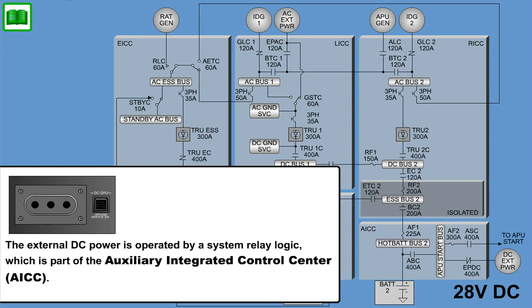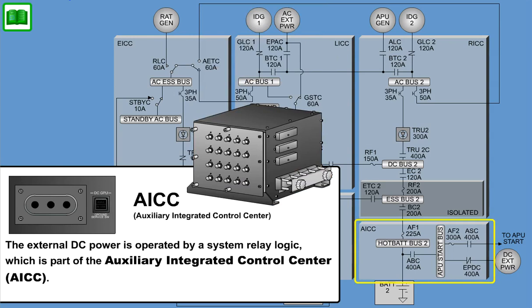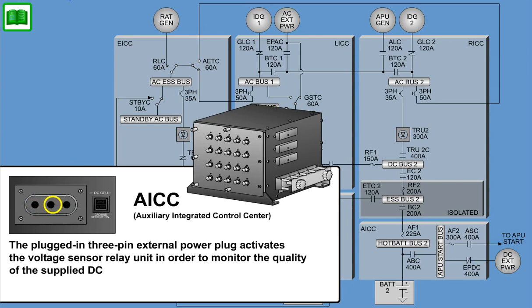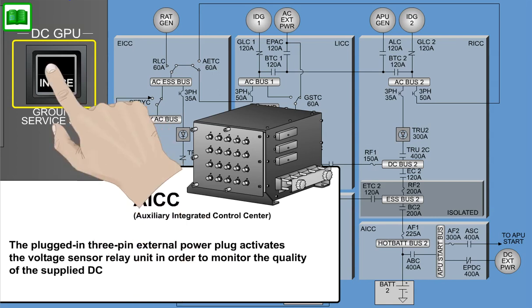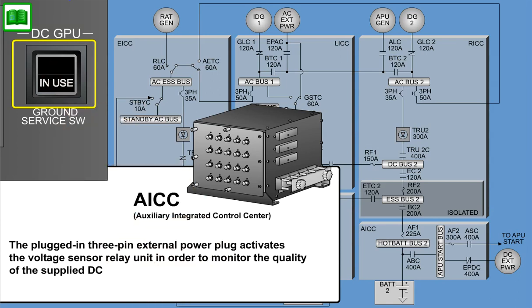The external DC power is operated by a system relay logic, which is part of the Auxiliary Integrated Control Center, AICC. The plugged-in 3-pin external power plug activates the voltage sensor relay unit in order to monitor the quality of the supplied DC. The DC GPU ground service switch on the DC GPU power panel is the manual control and will indicate avail when acceptable external DC quality exists. Pressing the switch will cause an in-use indication to illuminate.